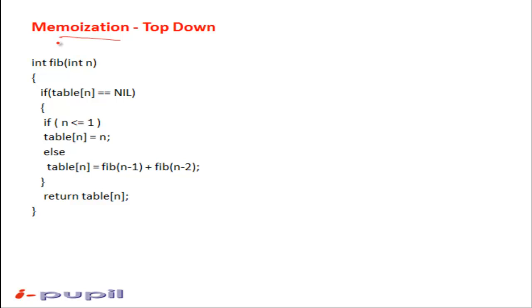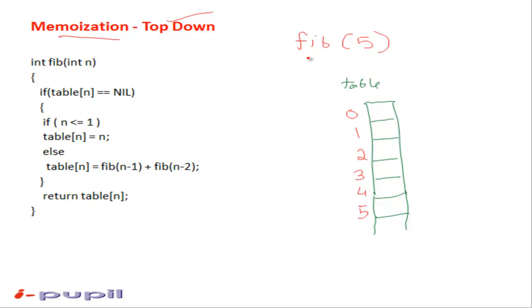This approach fills up a table in top-down manner. Let us solve the problem of Fibonacci 5 using this solution. First what we do is we build a table. Then we pass the number 5 into our function. We also assume that the table is initialized to nil. Now if table of 5 is nil, which it is, we enter into this portion of our program.